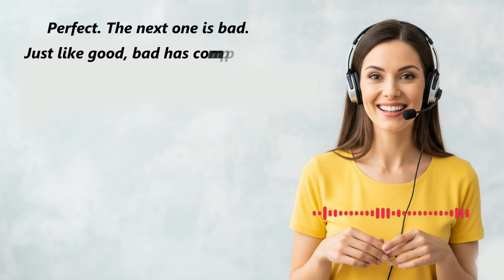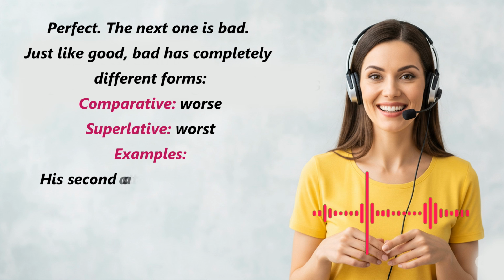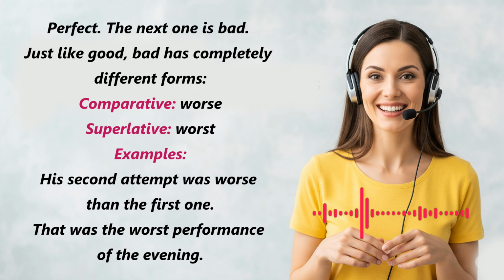Perfect. The next one is bad. Just like good, bad has completely different forms. Comparative, worse. Superlative, worst. Examples. His second attempt was worse than the first one. That was the worst performance of the evening.